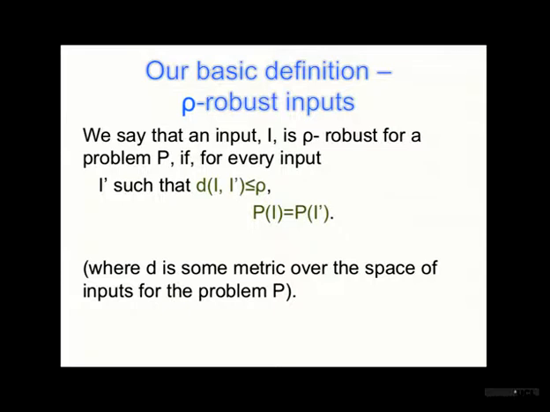You assume you have a decision problem. For a decision problem, P of I is a yes or no. That's the answer for the decision problem. So I say that an input I is robust if every close-by input will result in the same answer. It's far from the boundary between yes instances and no instances, of course depending on our notion of what is the distance between inputs.